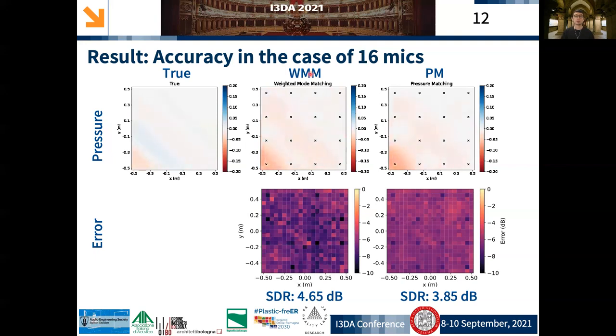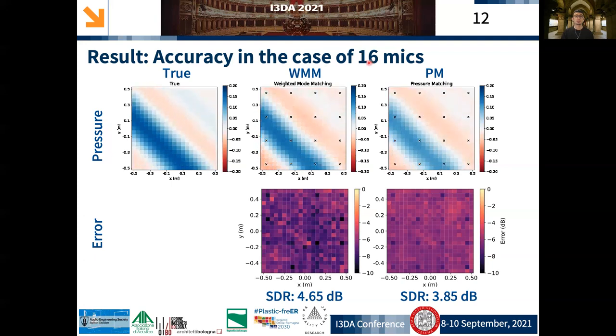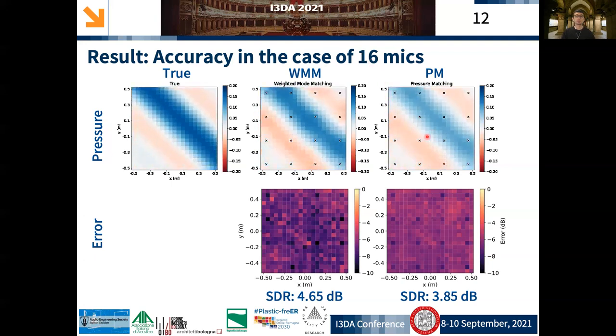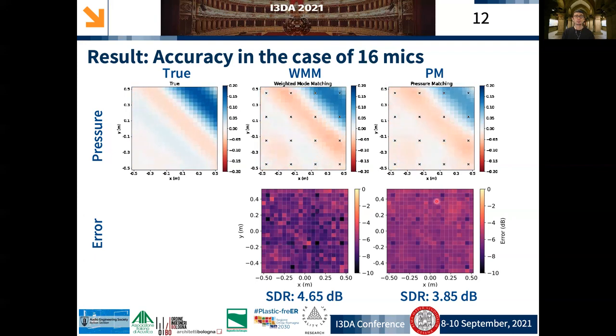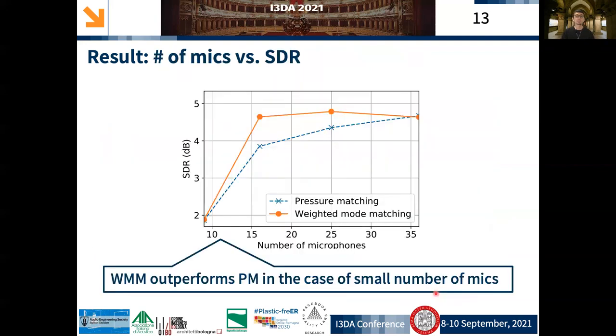But when the number of microphones was reduced to 16, the reproduction accuracy of PM deteriorated. SDR was 4.65 dB for WMM and 3.85 dB for PM. And this is a plot of the relationship between the number of microphones and SDR. WMM outperformed PM when a small number of microphones are used.